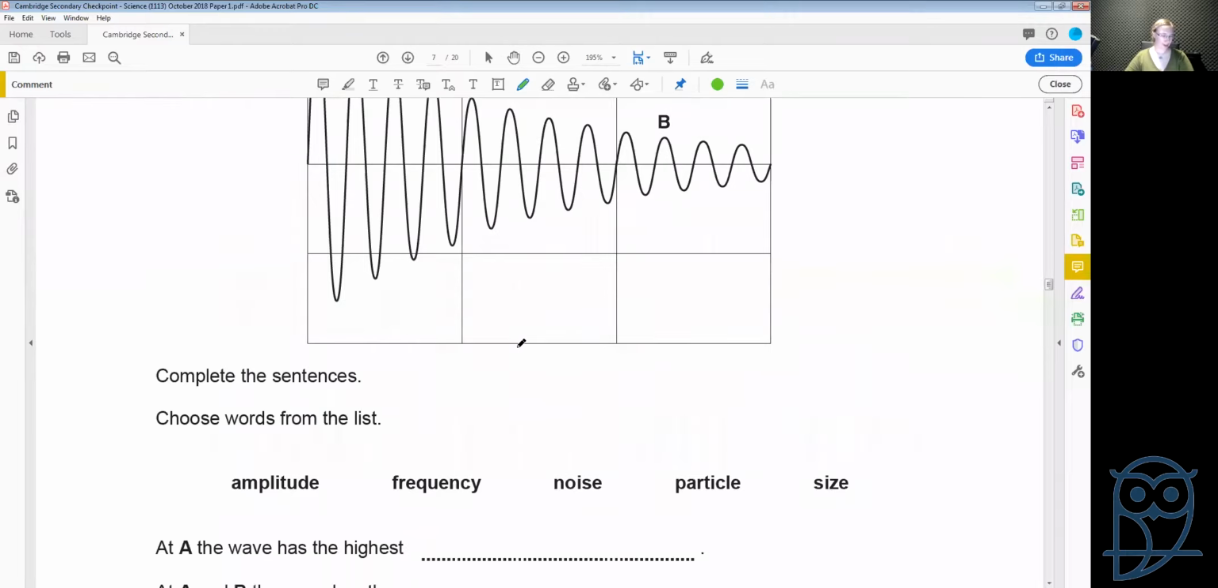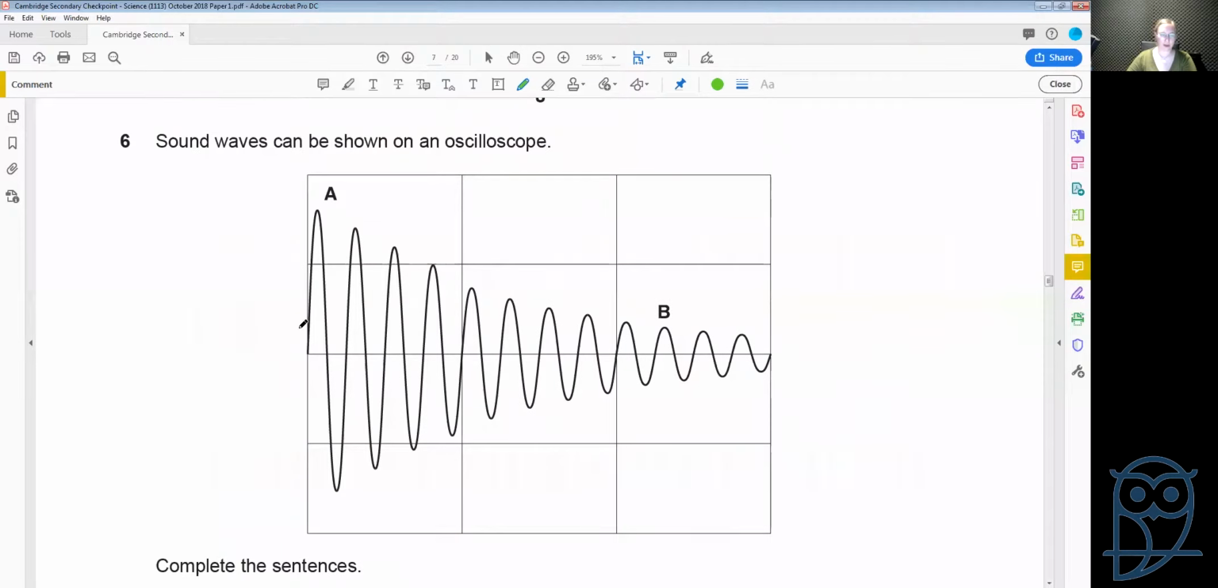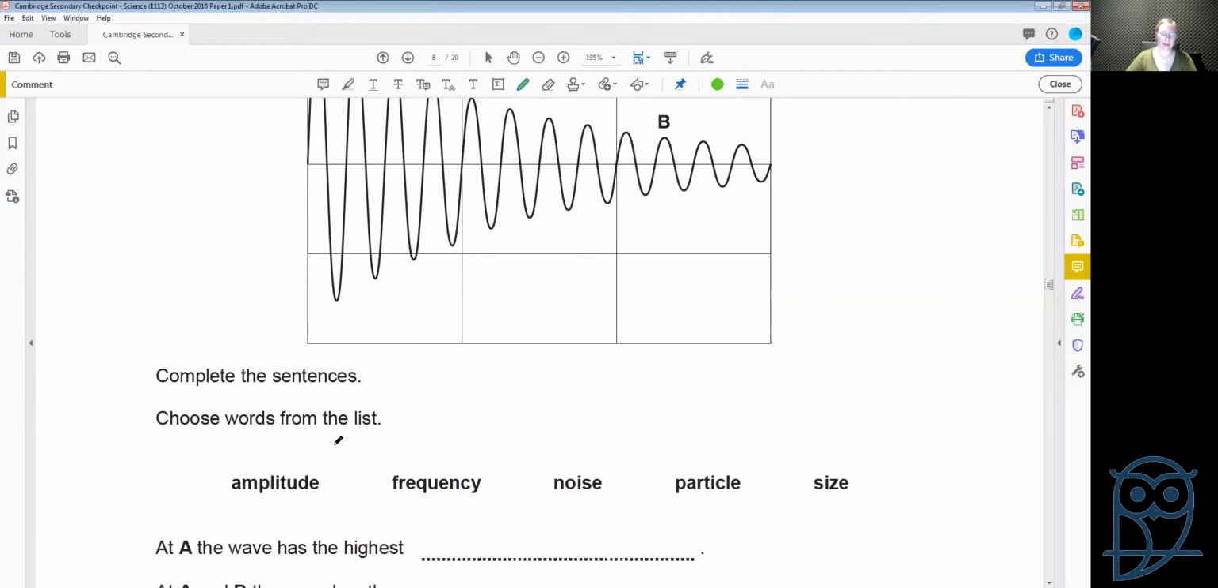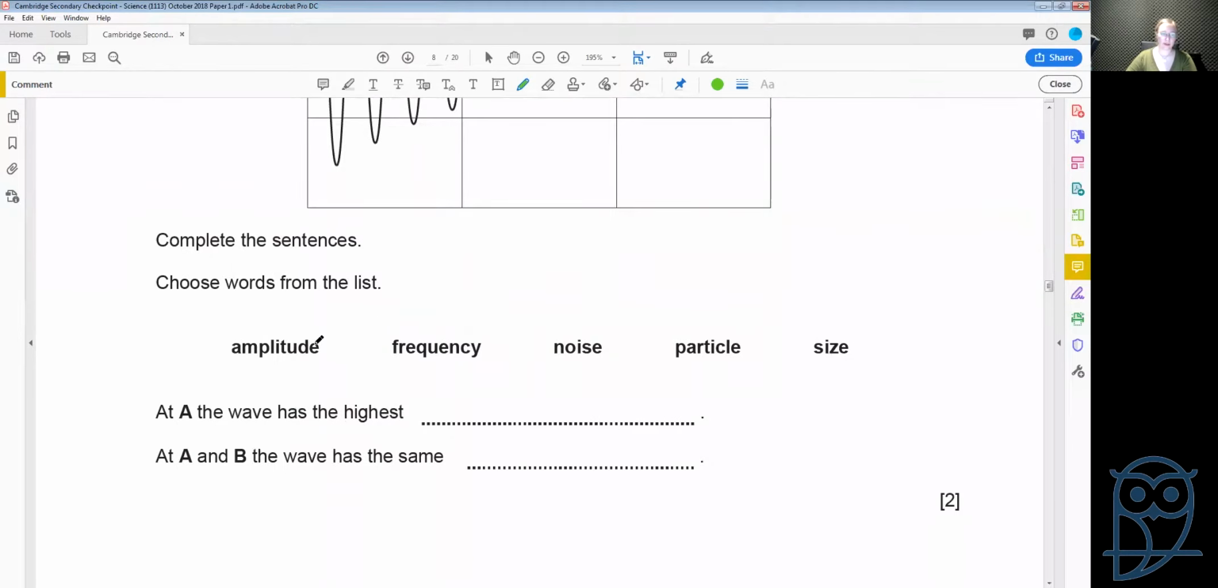So now we get to question 6, sound waves. Here we have some sound waves shown on an oscilloscope. Now we need to complete the sentences using the words from the list. So we've got amplitude, frequency, noise, particle, and size. So at A, the wave has the highest, and then at A and B, the wave has the same.